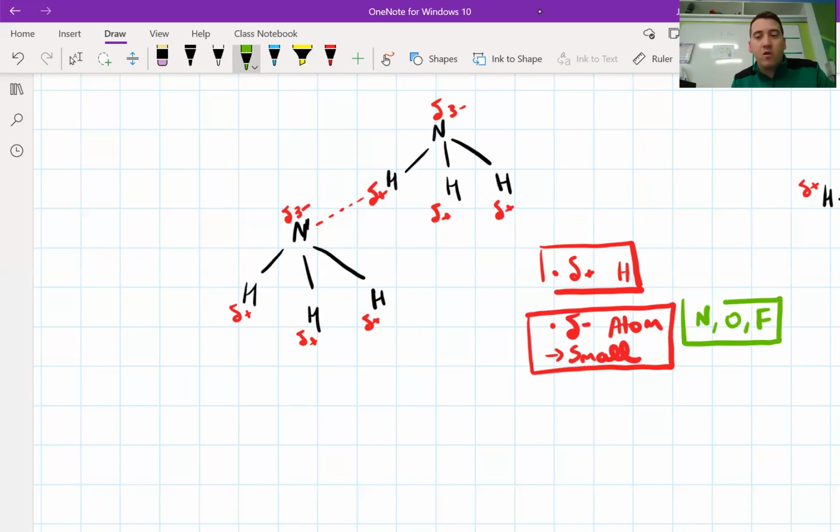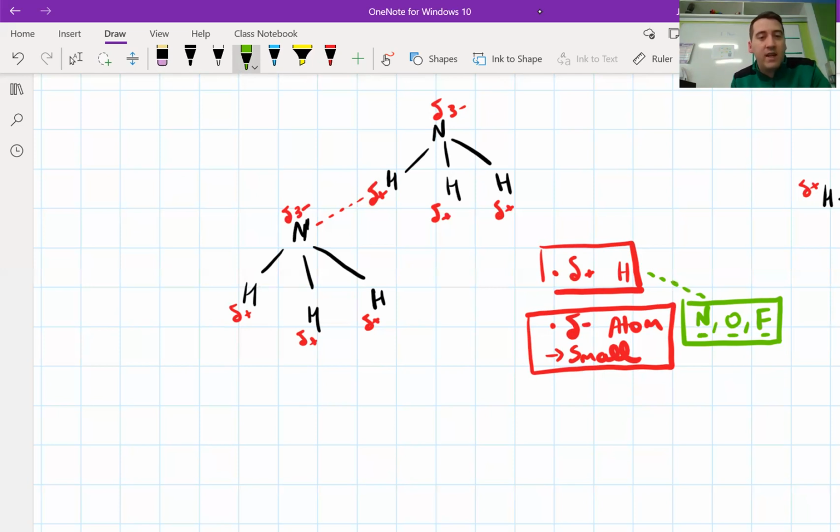Nitrogen, oxygen, and fluorine. These are the smallest and most electronegative atoms on the periodic table. So if you have a delta positive hydrogen with an intermolecular force, or dipole-dipole interaction, with one of these atoms, an N, an O, or an F, you have an increased strength type of dipole-dipole force.